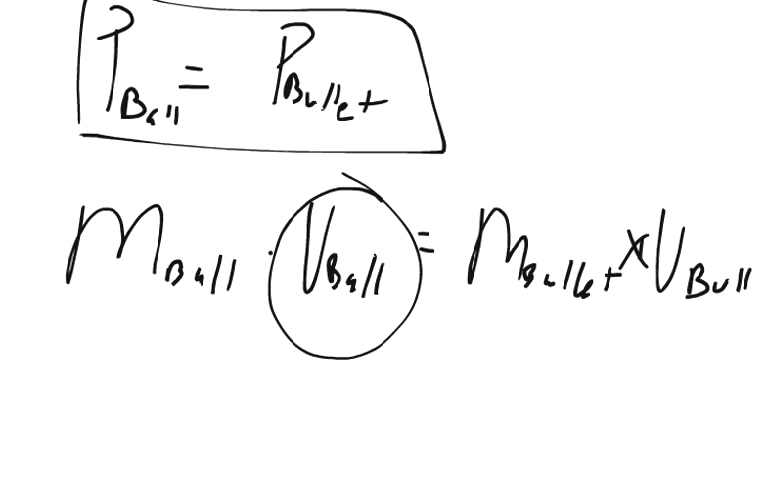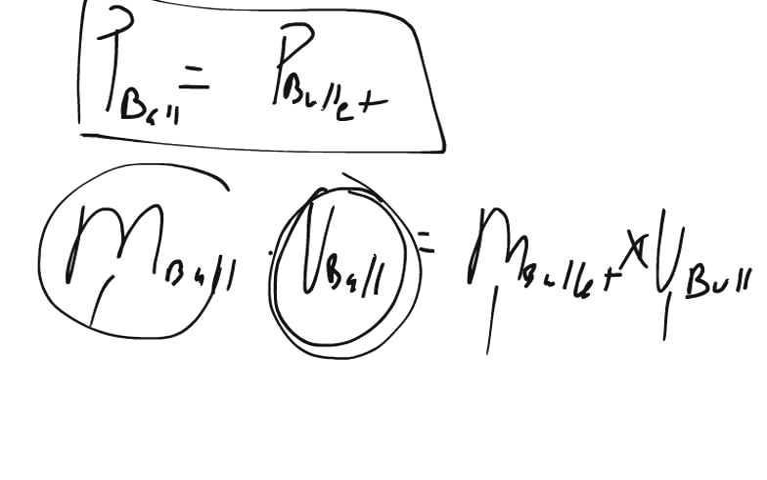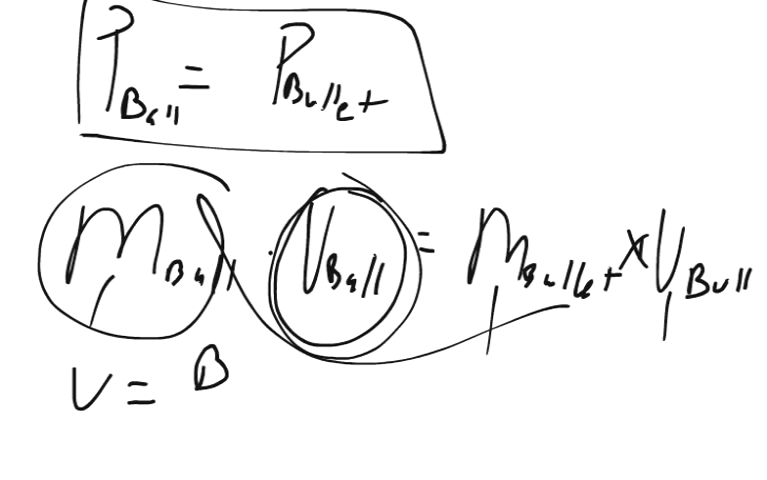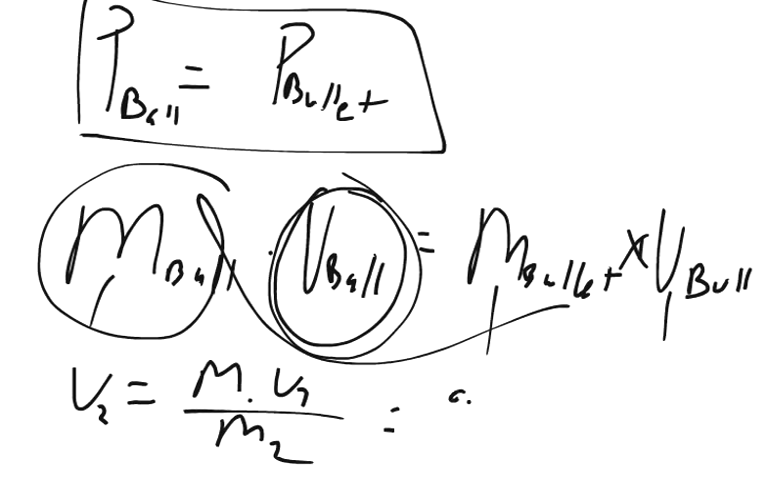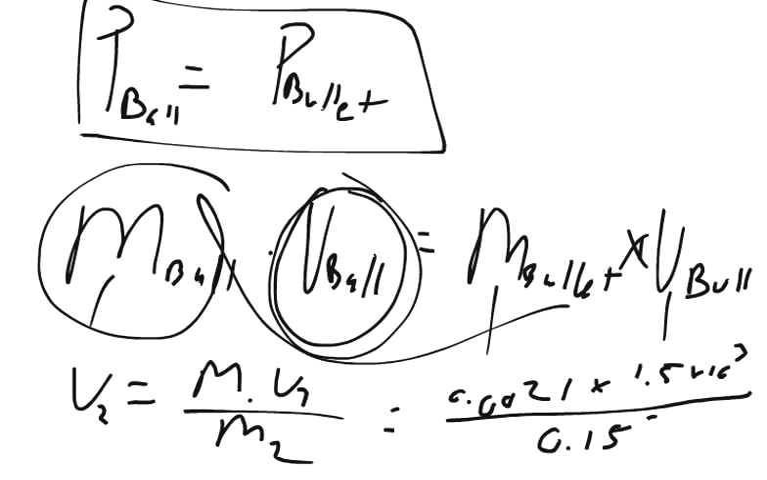If these two are equal, and we've been given the velocity of the bullet, the mass of the bullet, and the mass of the ball, we need to know what the velocity would be. And so we just divide this over to this side. So velocity equals M2 V2 over M1. It equals 0.0021 kilograms times 1.5 times 10 to the third meters per second, over 0.159 kilograms for the mass of the baseball. And that equals, so the velocity of the ball is 19.8 meters per second.